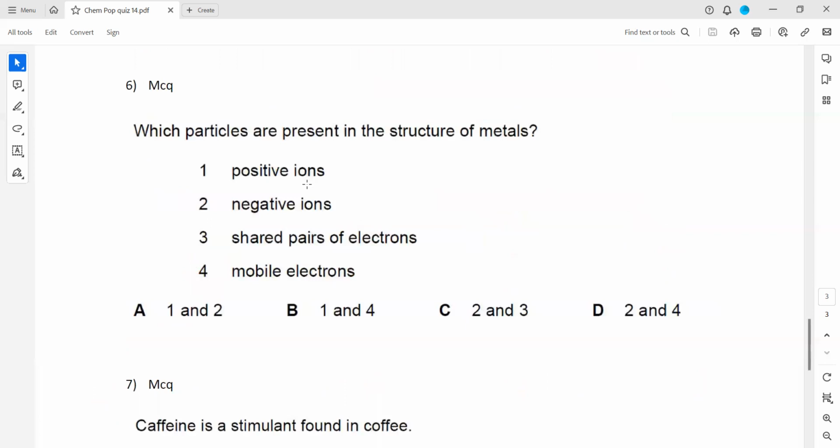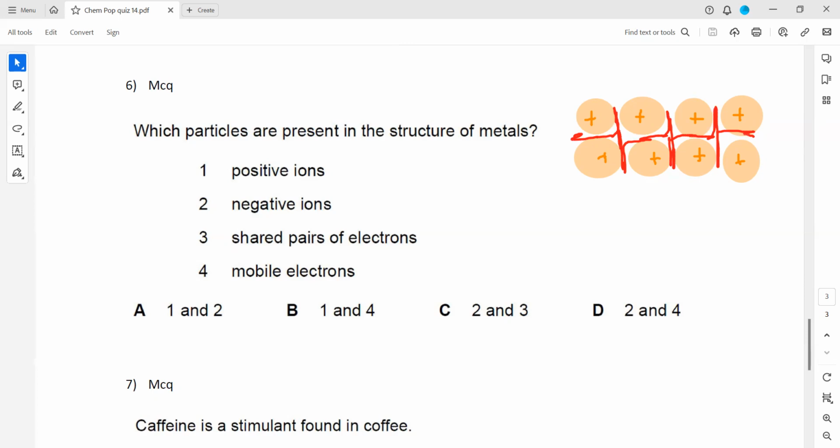In question 6, which particles are present in a structure of a metal? What is the structure of a metal? A metal consists of a lattice of positively charged ions and the delocalized electrons. So positively charged ions are there. And the delocalized electrons are free to move within the structure.